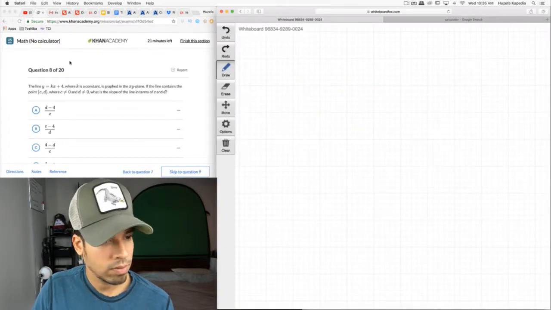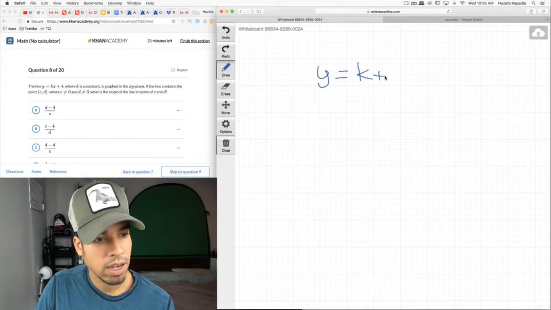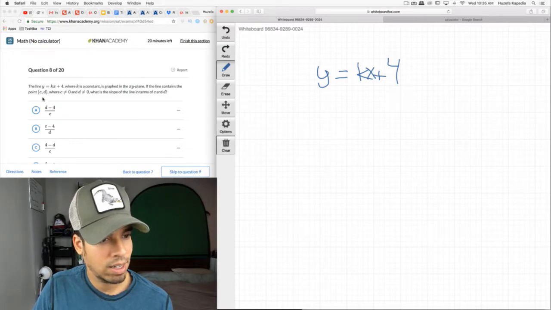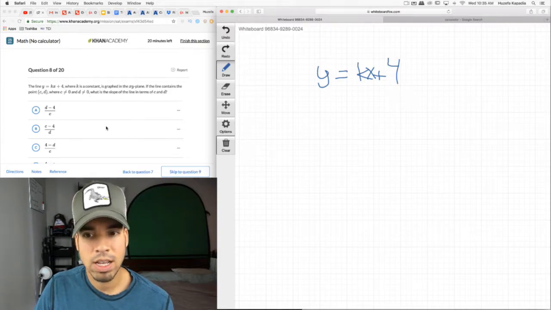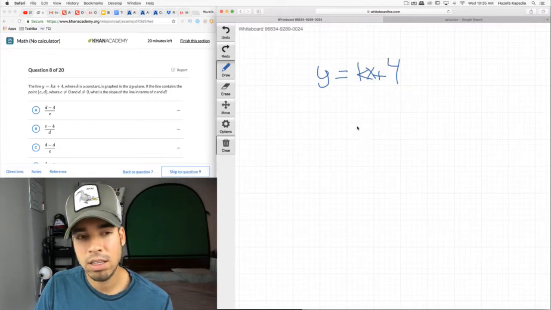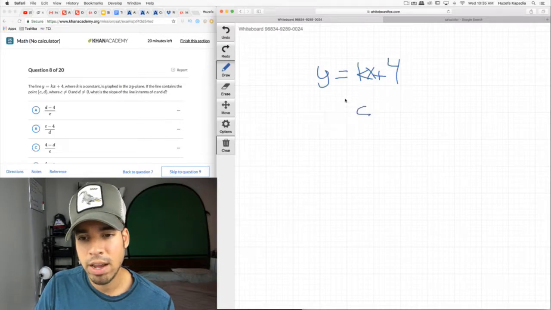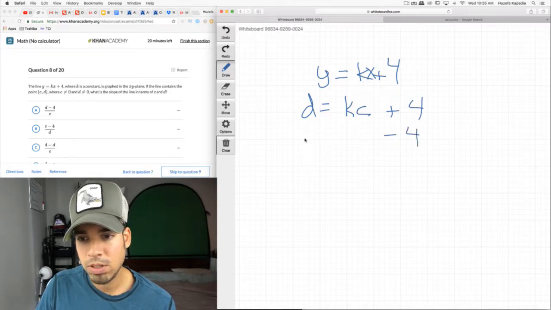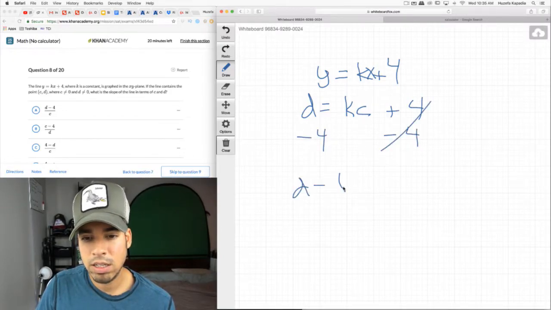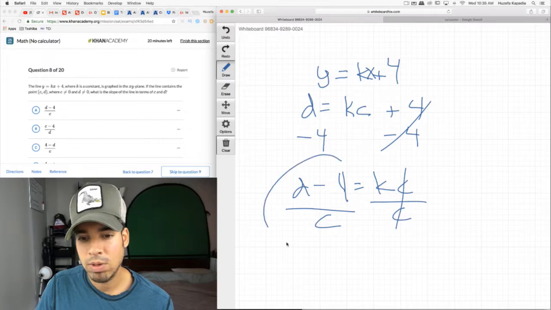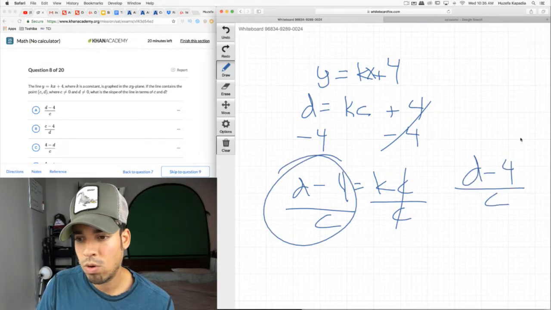Next, y equals kx plus 4 is graphed in the xy plane. If the line contains the point (c, d) where c does not equal 0 and d does not equal 0, what is the slope of the line? Okay, so basically we need to solve for k because k is the slope, and we're saying (c, d) is on the line. So I'm going to plug c in for x and d in for y. That's the y value. And now we have to isolate k and solve for slope. So I'm going to subtract 4. We get d minus 4 equals kc, and then divide both sides by c, and we get d minus 4 over c as our slope.